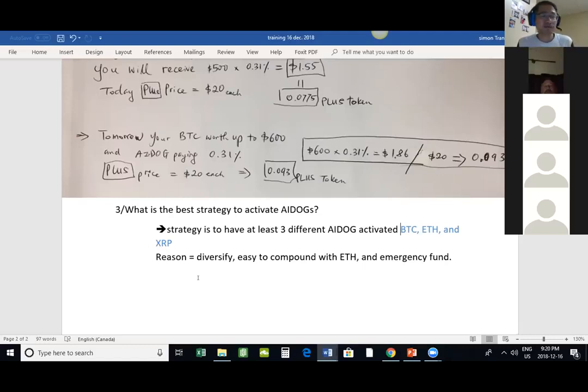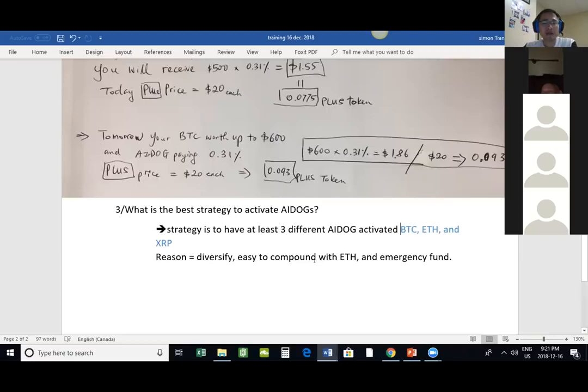The good thing about Plustoken is you can withdraw your principal, you see? So that's the beauty of this program. Anytime, if you really need the money, you can turn off one of the AI dogs, withdraw your cryptocurrency, sell it, and you have the money to use for an emergency. So that's why my suggestion is, if you have, for example, $1,500 worth of cryptocurrency, divide it into 2 to 3 cryptocurrencies, then you are more flexible, right? It's more flexible and more stable.